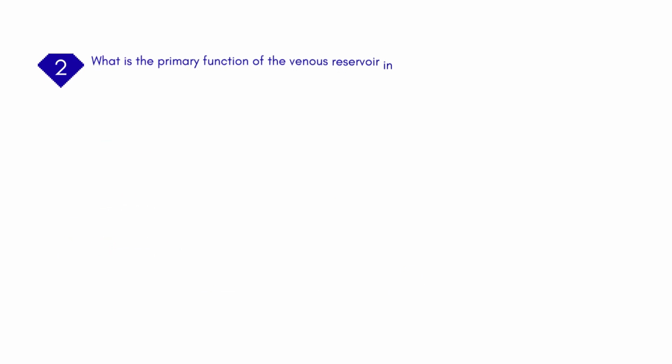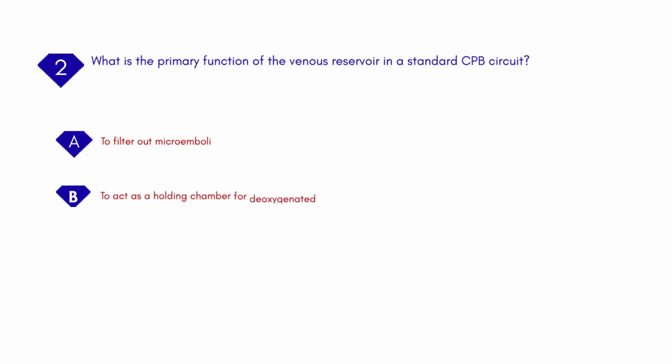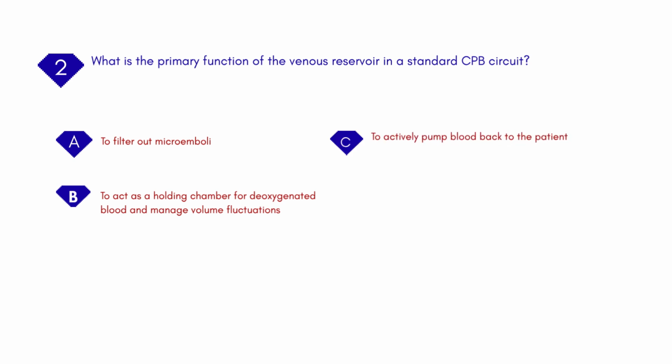What is the primary function of the venous reservoir in a standard CPB circuit? A. To filter out microemboli. B. To act as a holding chamber for deoxygenated blood and manage volume fluctuations. C. To actively pump blood back to the patient. D. To cool the blood down rapidly.